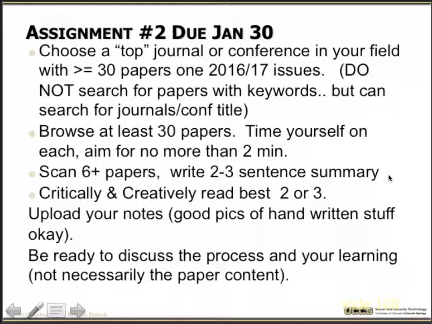Okay, so 30 papers in the browse, full bibliographic information. Normally when you're doing a browse, you don't keep the bibliographic information, but I want you to go through that process this time. So I want the titles, authors, all the things you'd have in a normal bibliography. Scan of 6 papers with a 2 to 3 sentence summary of what's the paper and your determination. Should you go forward and read it, why or why not? And then critically read 2 or 3 of the best of those. And all the notes for all of that stuff will go on Assignment 2, which will be posted on Blackboard later today.